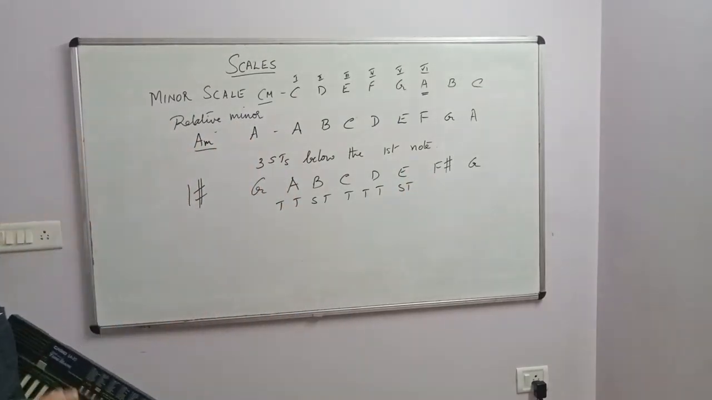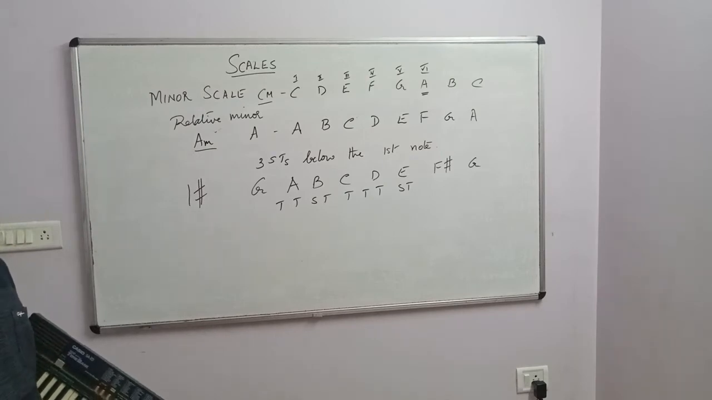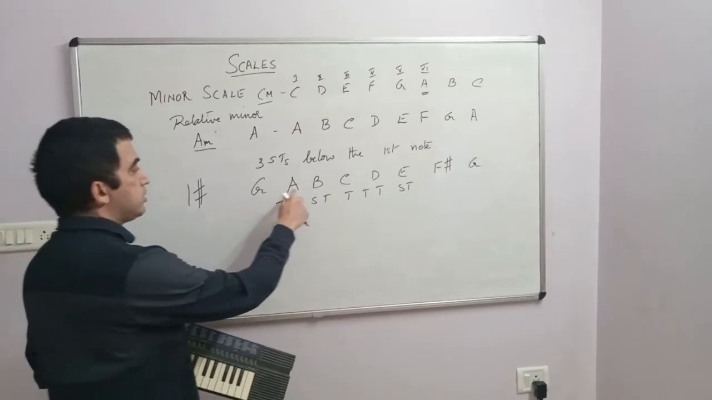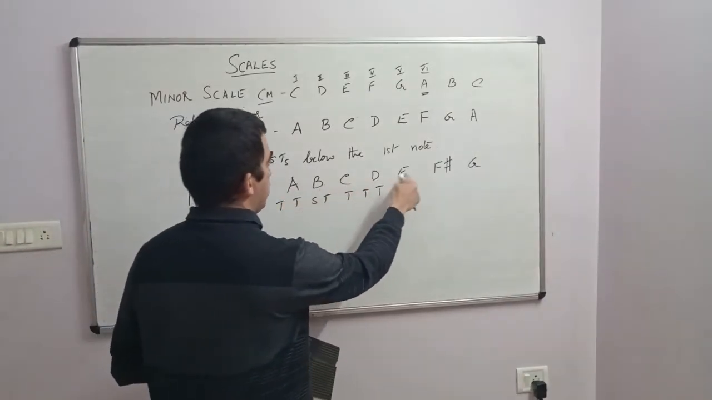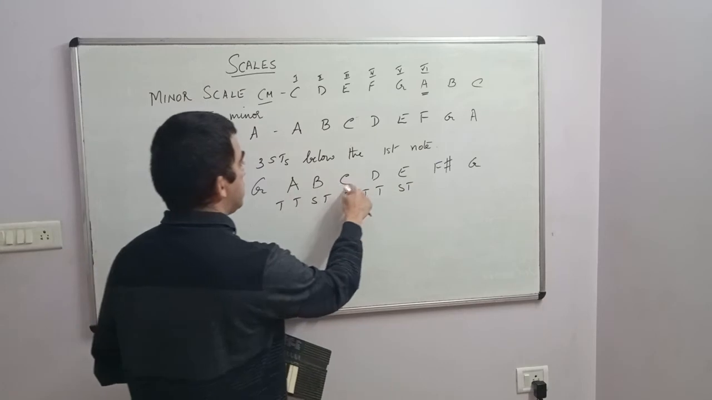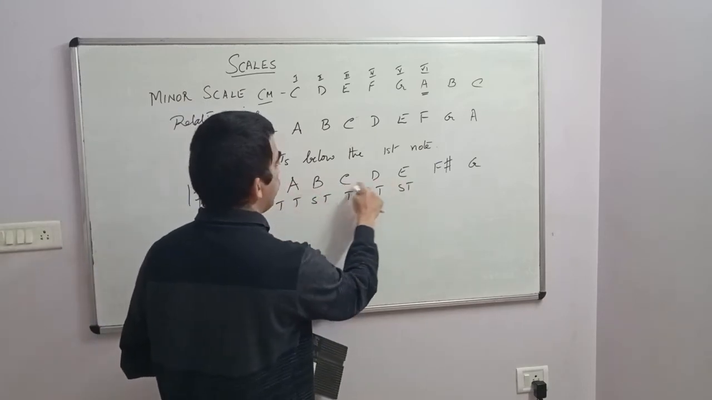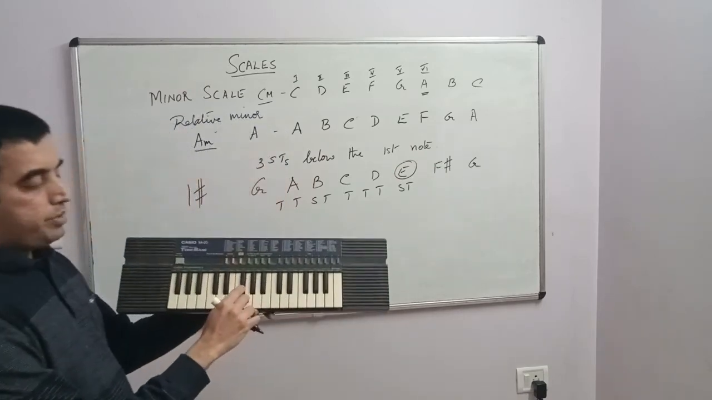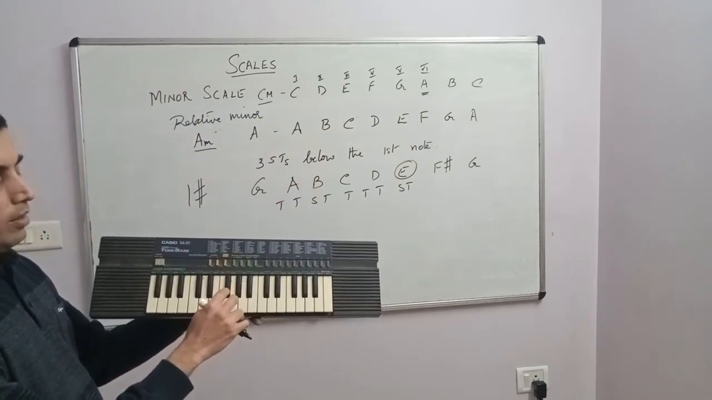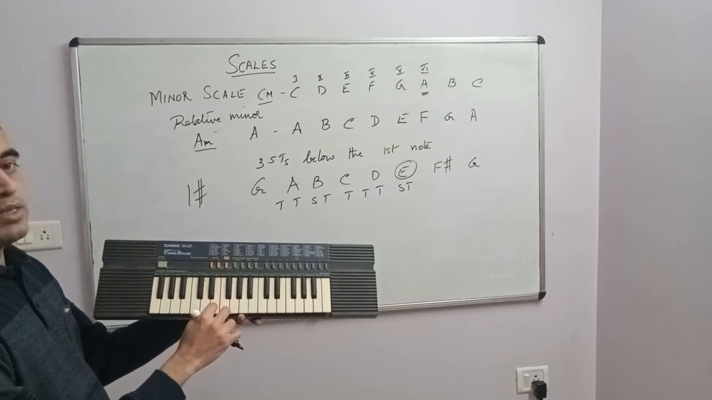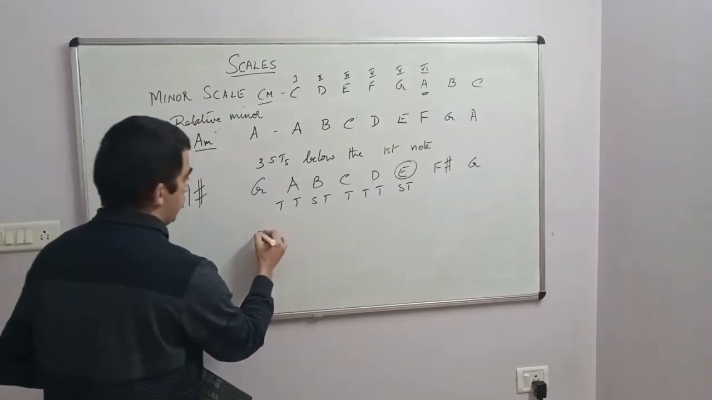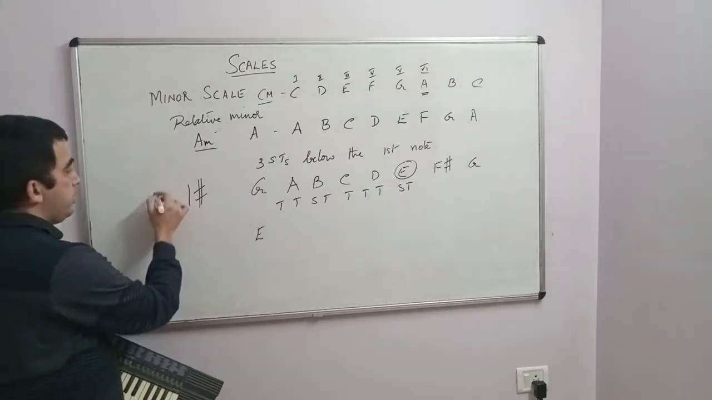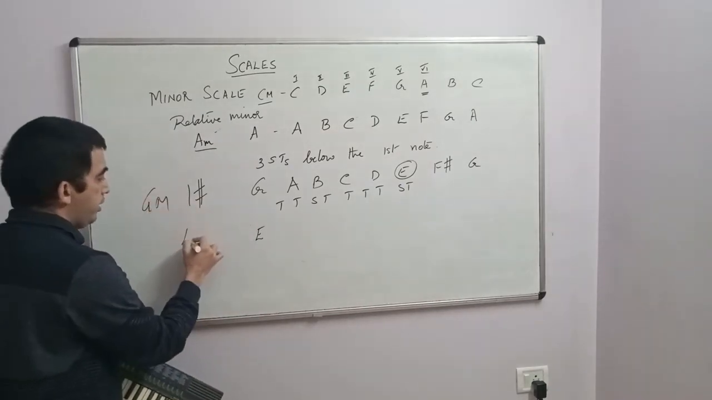So again, to find out the relative minor of this major scale, 2 ways to do it. Count 6 notes above. G, A, B, C, D, E. 1, 2, 3, 4, 5, 6. Right, 6th note. Or from G you go 3 steps back. 1, 2, 3. 3 semitones. That will be the E note. So the relative minor of the G major scale will be E minor.